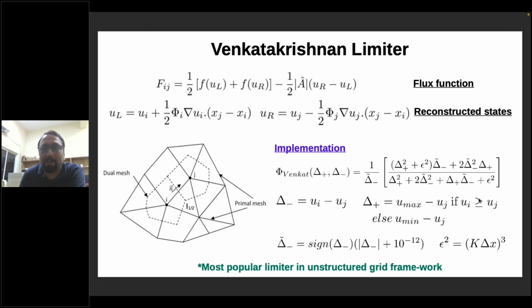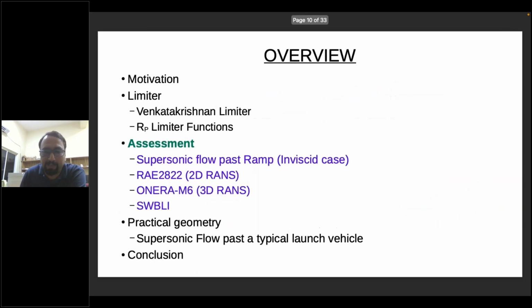More implementation details can be found in the paper. And there is an important parameter, epsilon, which takes care of the convergence behavior, and you have a user-defined parameter k. With k on the higher side, you get less limiting and better convergence, but you may end up with oscillations. And k on the lower side means more limiting.